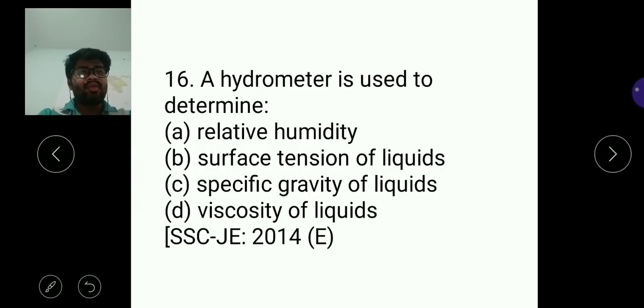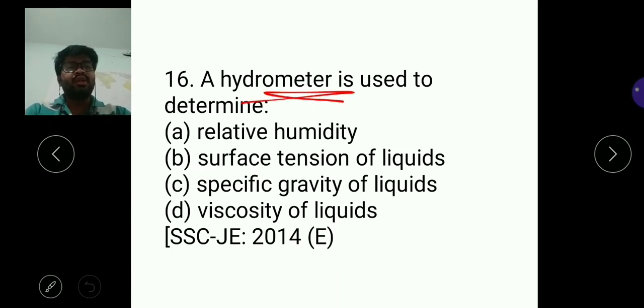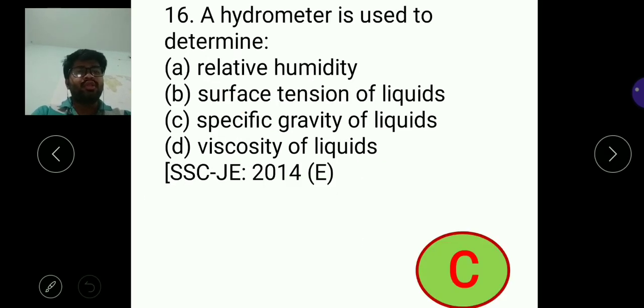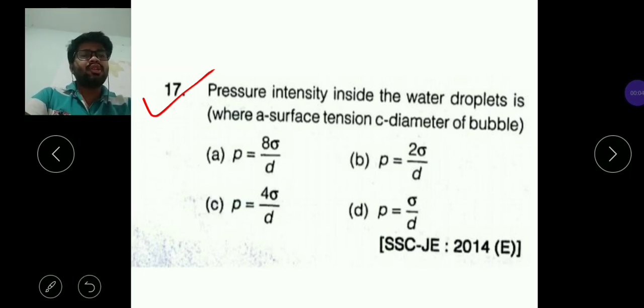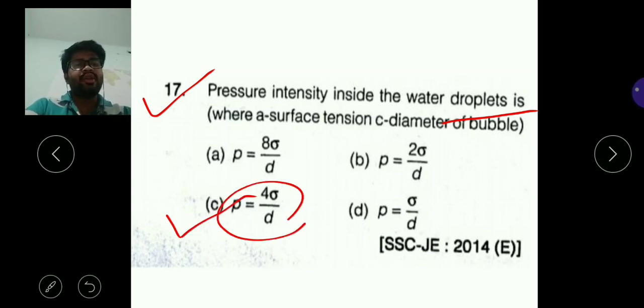Then moving next, a hydrometer is used to determine what? A hydrometer is basically used to determine the specific gravity of liquids, or we can say the relative density of liquids. So option C will be the correct answer here. Next question is the 17th number question. The pressure intensity inside a water droplet is P equal to 4 sigma by D, where sigma is the surface tension and D is the diameter.